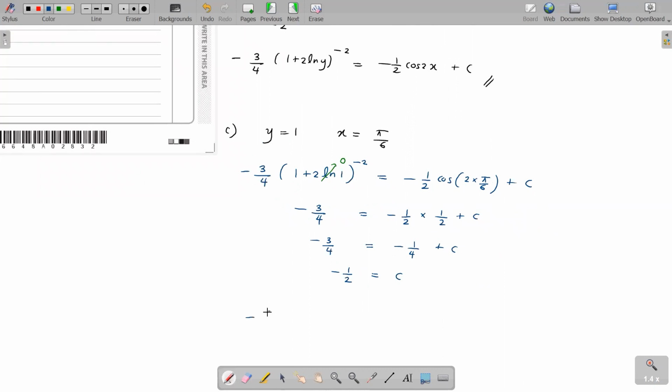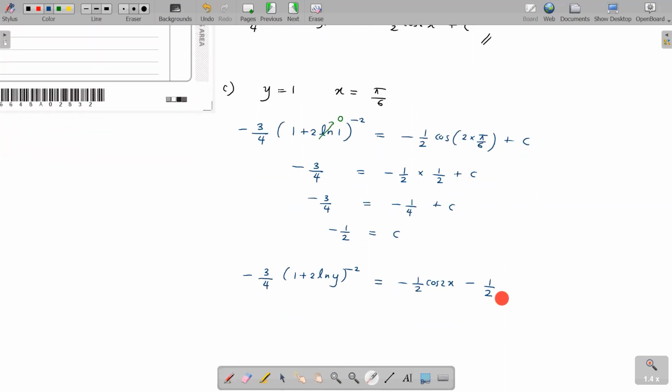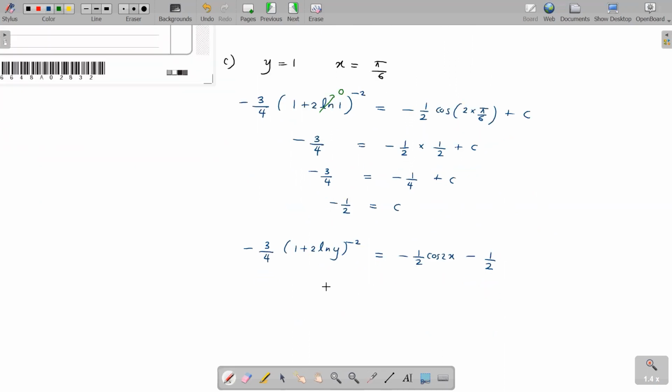So let's input the value now. Substitute the value. Minus 3 over 4, 1 plus 2 ln y to the power minus 2 equals minus half cos 2x, c is minus half. So I think everyone has a negative sign here, right? All the terms. So we can get rid of it. And let's bring the power minus 2 down.